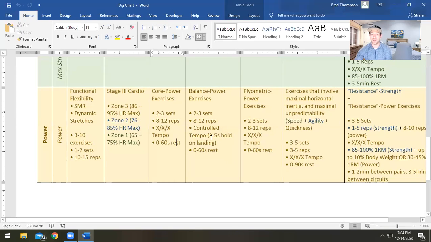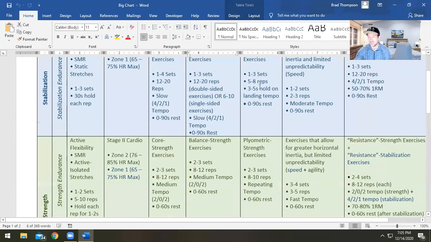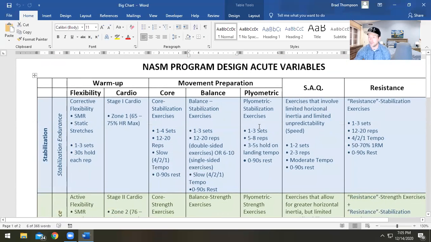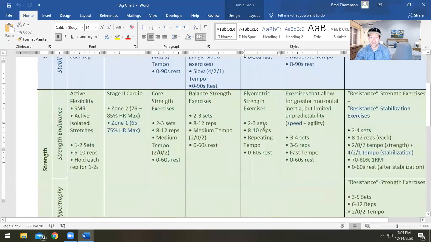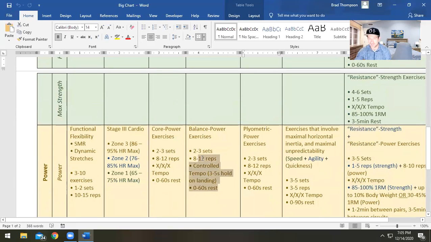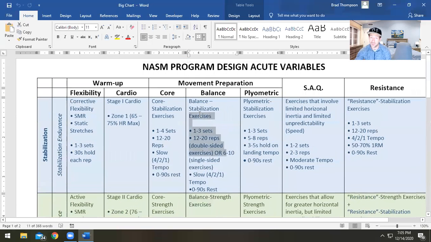Balance power are, like I said, 2-3 sets, 8 to 12 reps. Our tempo is controlled. We're back to that 3 to 5 second hold on landing that we saw up here in plyometric stabilization. But remember, this was a plyometric exercise, which was all about learning how to jump. This is a balance exercise. The assumption is that your client already knows how to jump, and they've already developed a goodly amount of balance from these other two levels.